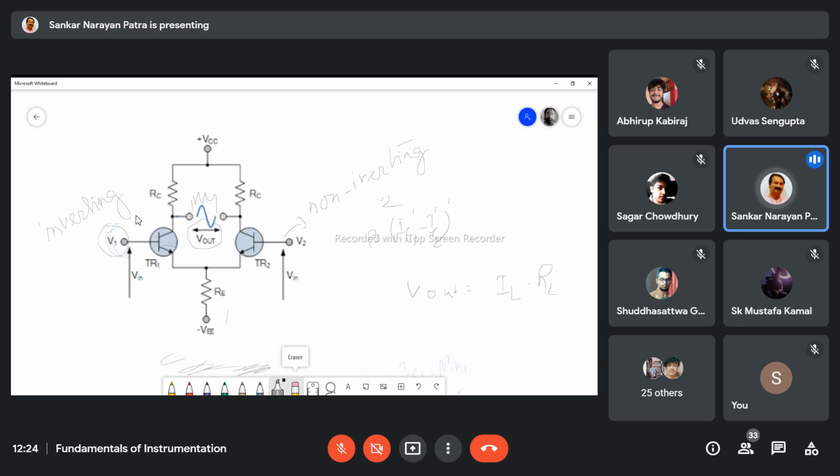Now, IL depends on what? IL depends on IC1 dash and IC2 dash. Look, IC1 dash, IC2 dash. This is the general expression of IL. Now you put here, so you will find this will be beta times (IC1 dash minus IC2 dash) into RL. Right? I just replaced IL by this expression. Nothing more.